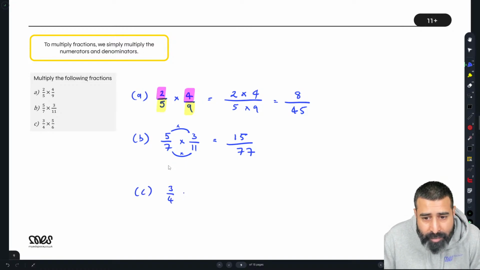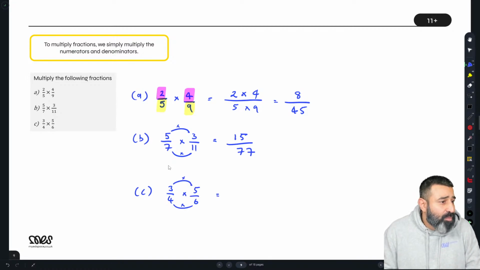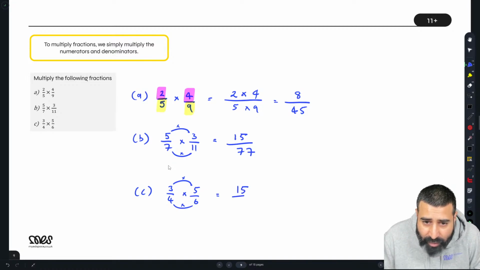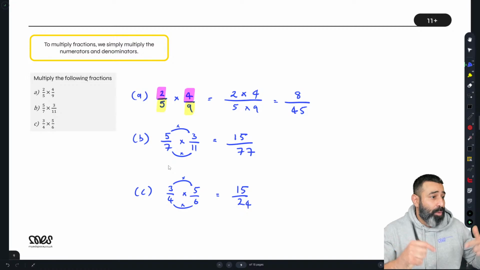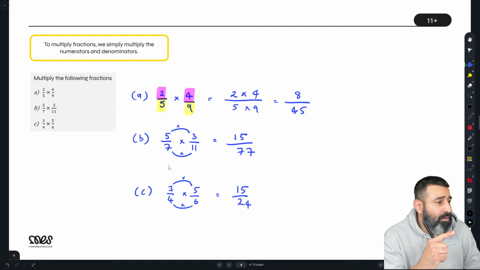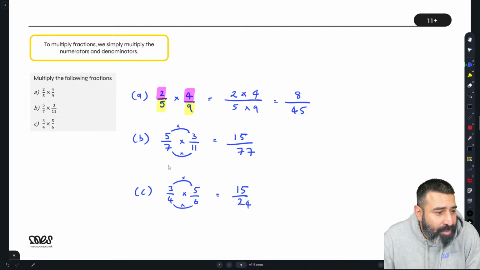3 over 4 times 5 over 6. We multiply the numerators and we multiply the denominators. So this becomes 15 over 24. Now, can I express this in a simpler way? Fantastic, it's so easy. Superb. Right. Can I express this in a simpler way?